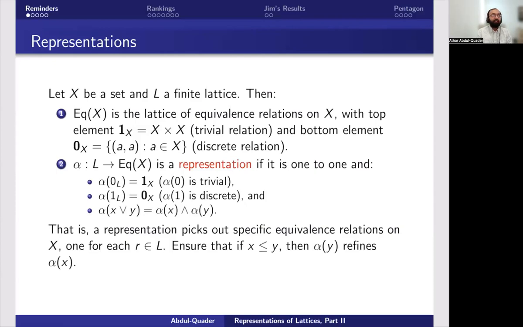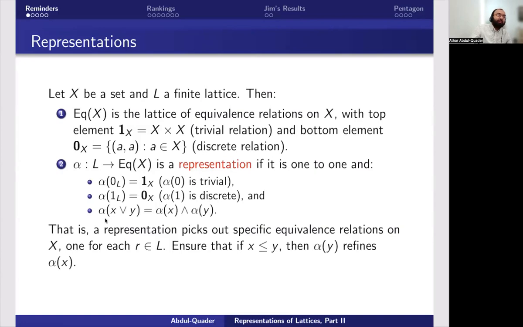Suppose you have a set X and a lattice L. The set EQ of X is the lattice of equivalence relations on X. Its top element is the trivial equivalence relation X cross X, where every element of X is related to every other element, and the bottom element, denoted 0, is the discrete relation, where the equivalence classes are singletons.